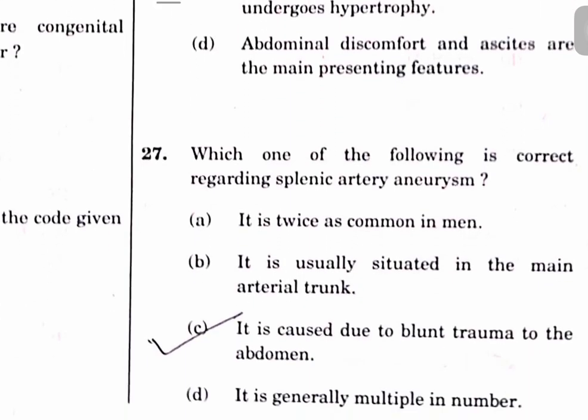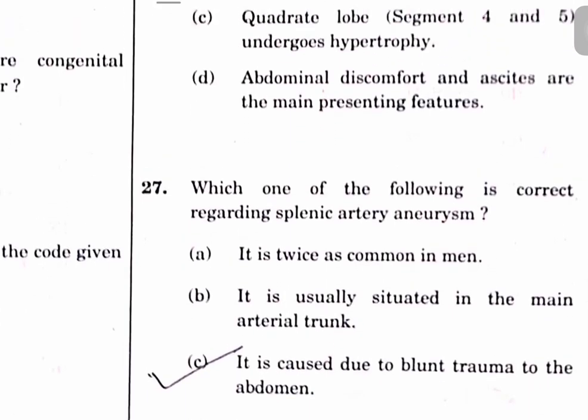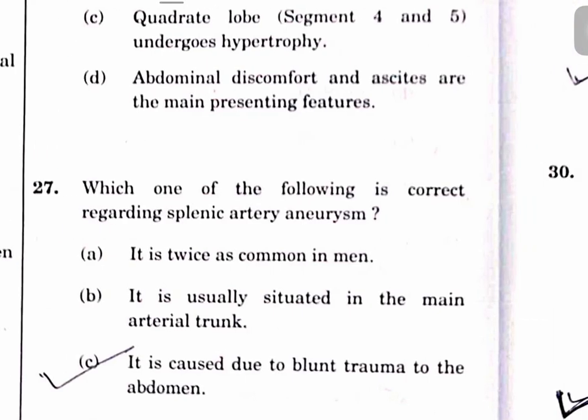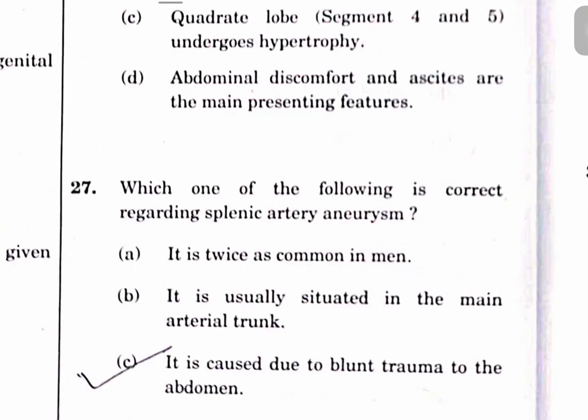Which of the following is correct regarding splenic artery aneurysms? Let's go to the correct answer here, B, that is, it is usually situated in the main arterial trunk. Correct regarding splenic artery aneurysm is that it is usually situated in the main arterial trunk.